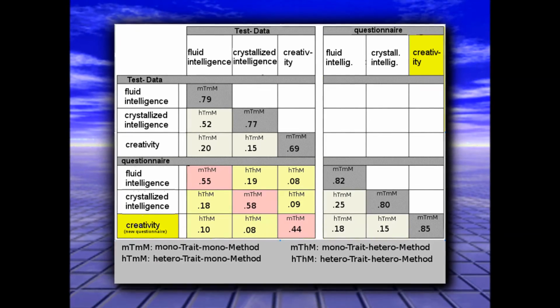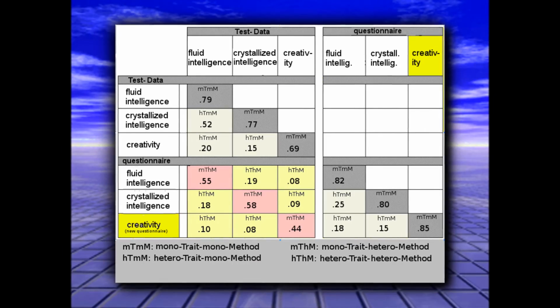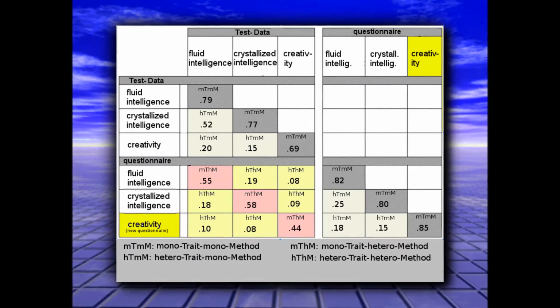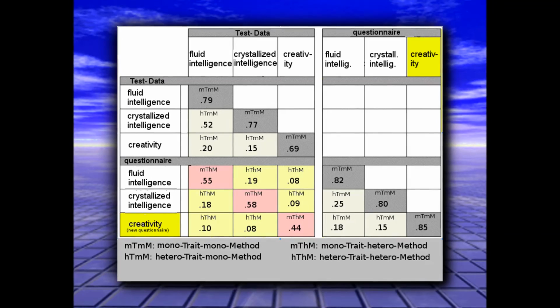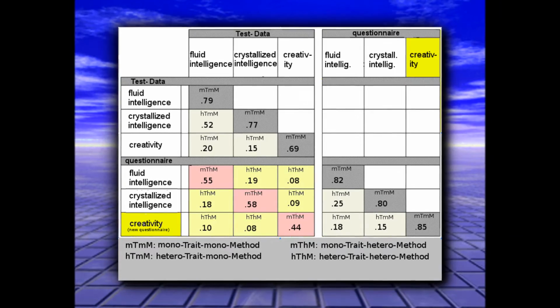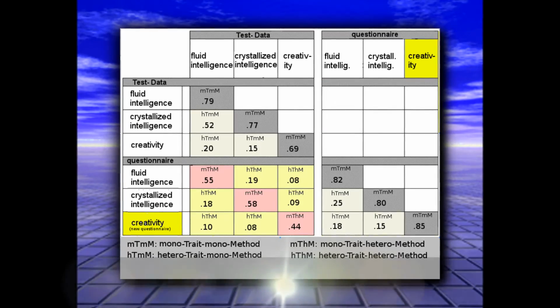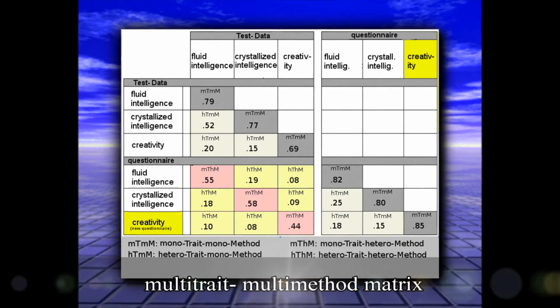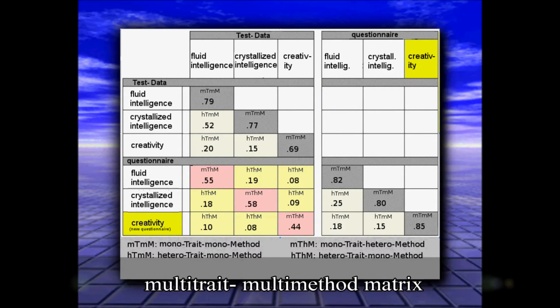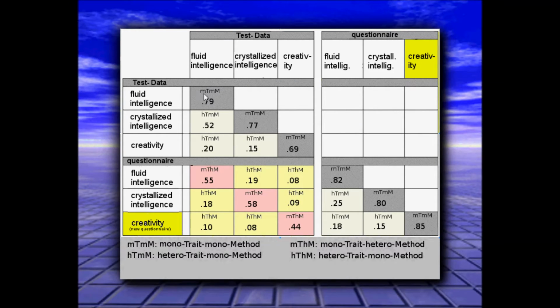But of course, there are also some flaws in this method, which we will take a look at the end of the episode. But we haven't finished yet, so let's take a look at the Multitrait Multimethod matrix. First of all, let's take a look at the long gray diagonal in the middle.